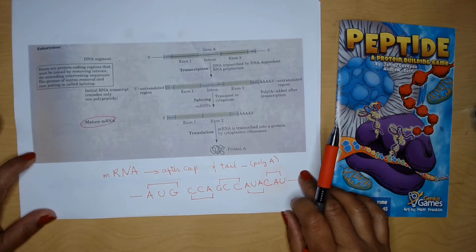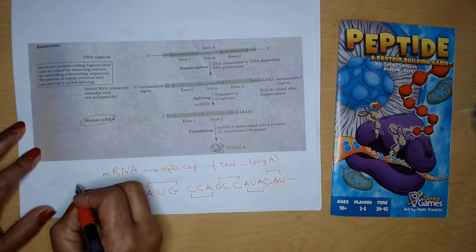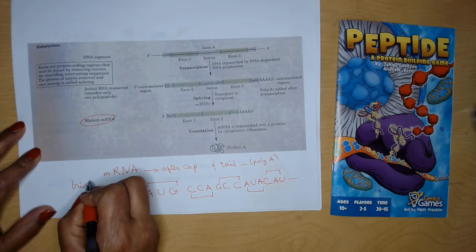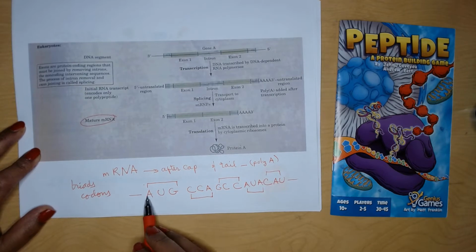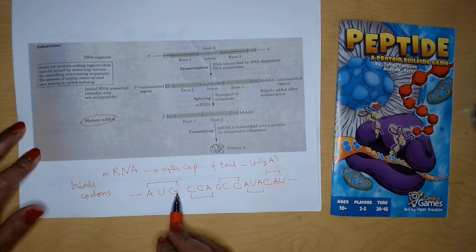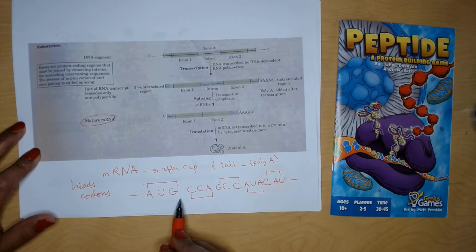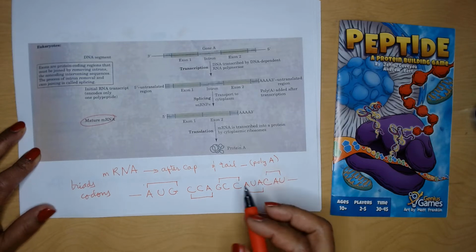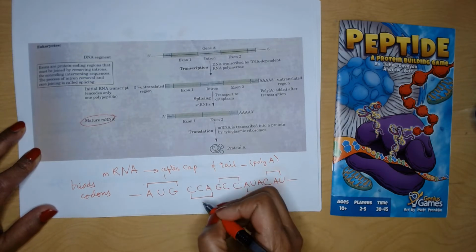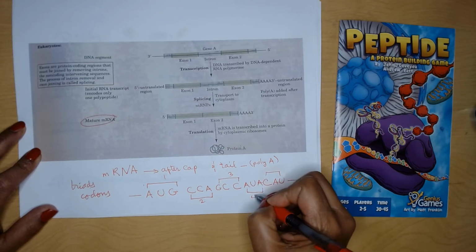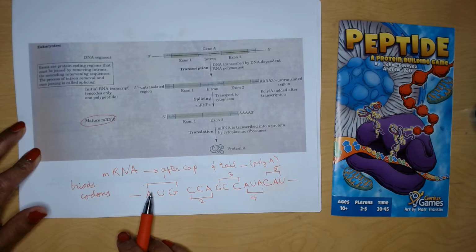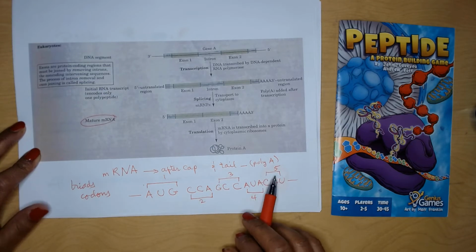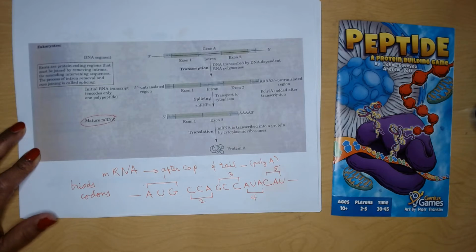Now that messenger RNA will have triads, and this triad is what we call codons. It's a triplet, 3 nitrogen bases. Of course, these nitrogen bases are attached to riboses with phosphodiester bonds between them. Let me see how many I have: 1, 2, 3, 4, 5. I have 5 codons, so I have 15 nitrogen bases, 5 amino acids that will be put together making a polypeptide.